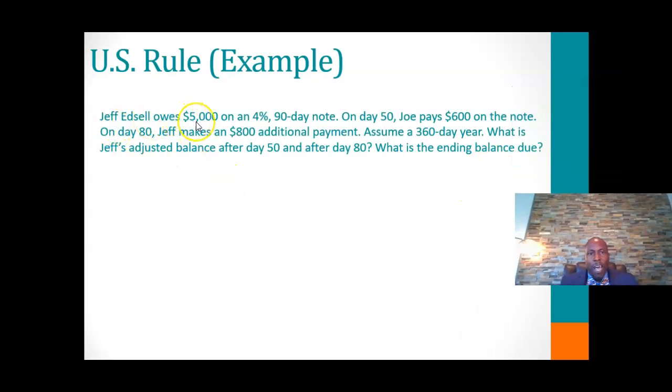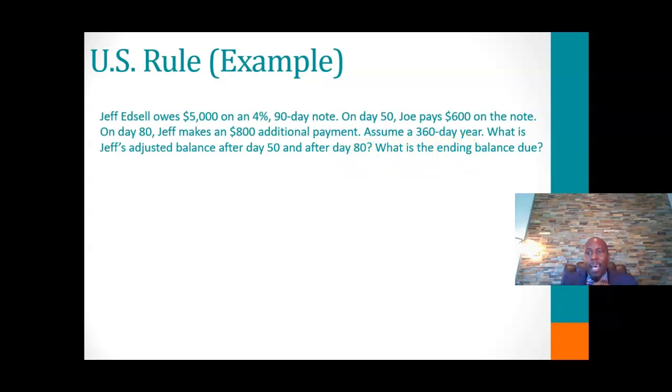Jeff owes $5,000 on a 4% 90-day note. On day 50, Jeff pays $600 on the note. On day 80, Jeff makes an additional payment of $800. Assuming a 360-day year, what is his adjusted balance after day 50 and after day 80? Then what is the ending balance due?